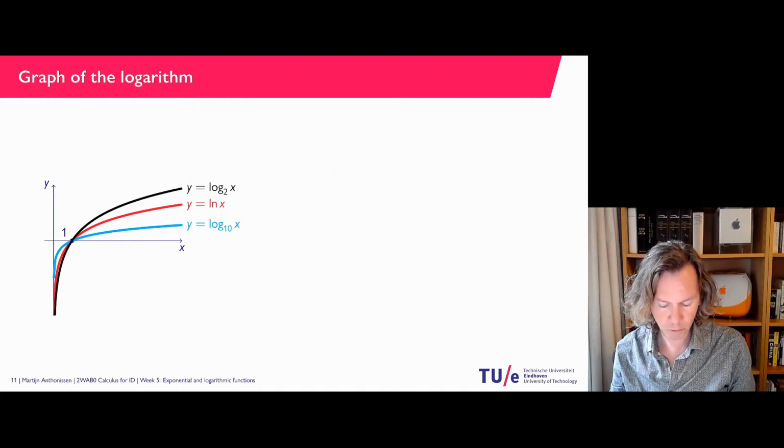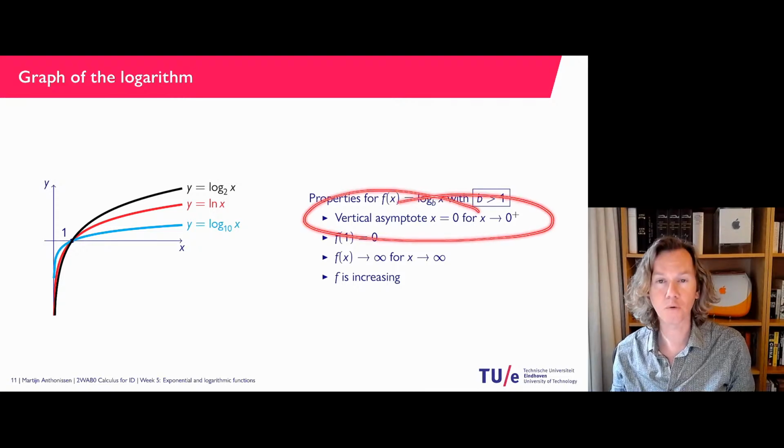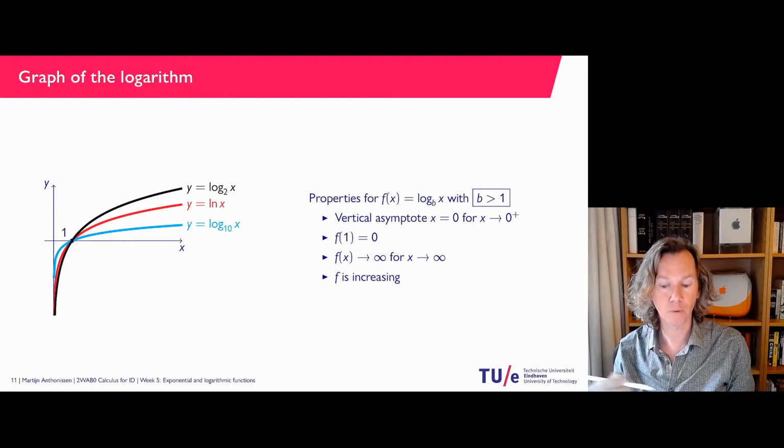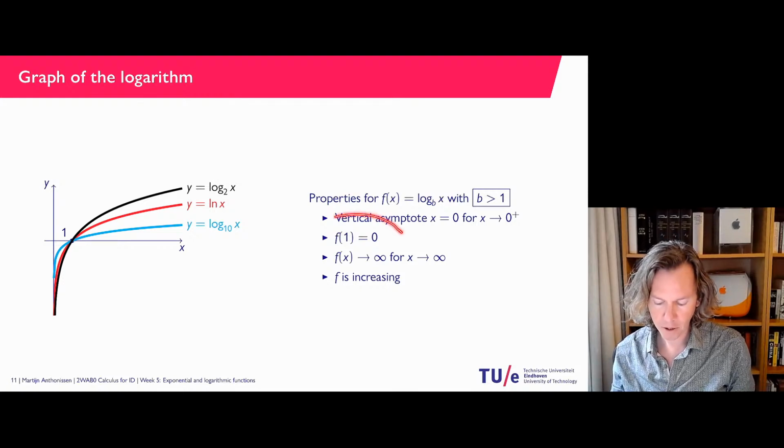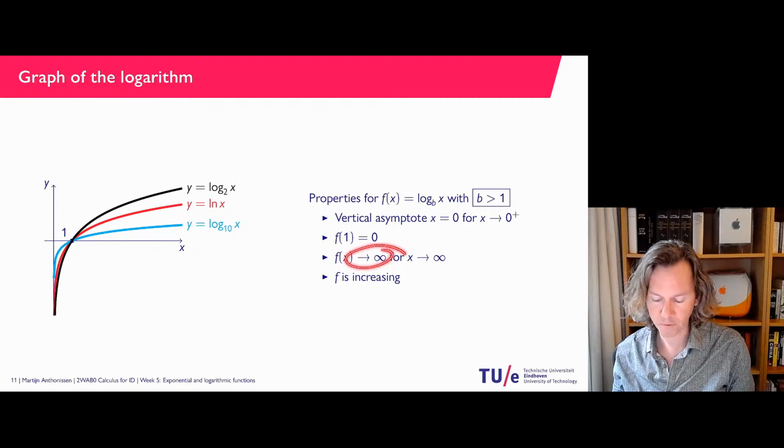If on the other hand you make the base smaller, so 2, that's smaller than e, because e is 2.718, you see that it goes faster to infinity. And in general, you see that you have a vertical asymptote for x going to 0 from the right, from above. f(1) equals 0 holds for all these logarithms. It goes to infinity, but very slowly, and it's increasing.